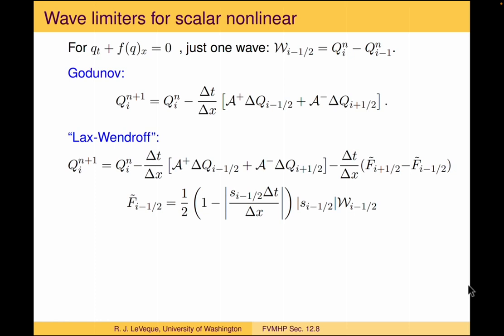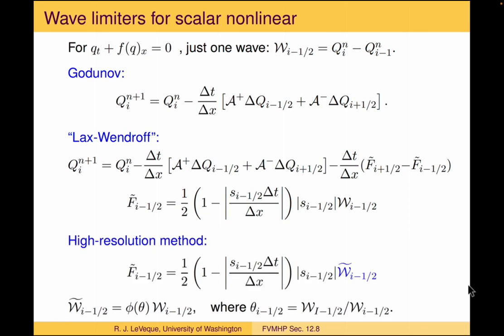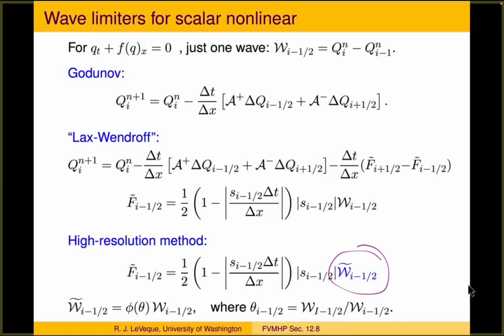It's a dispersive method, and so we introduce the idea of wave limiters for high resolution methods, where we basically use exactly the same algorithm, except that in place of the full wave strength, we use a modified wave strength W tilde, which is gotten by taking the full wave strength and multiplying by phi of theta, where phi is some limiter function, the minmod function, monotonized centered, or some other limiter, and theta is the ratio of the wave looking on the upwind side to the wave that we're trying to limit.